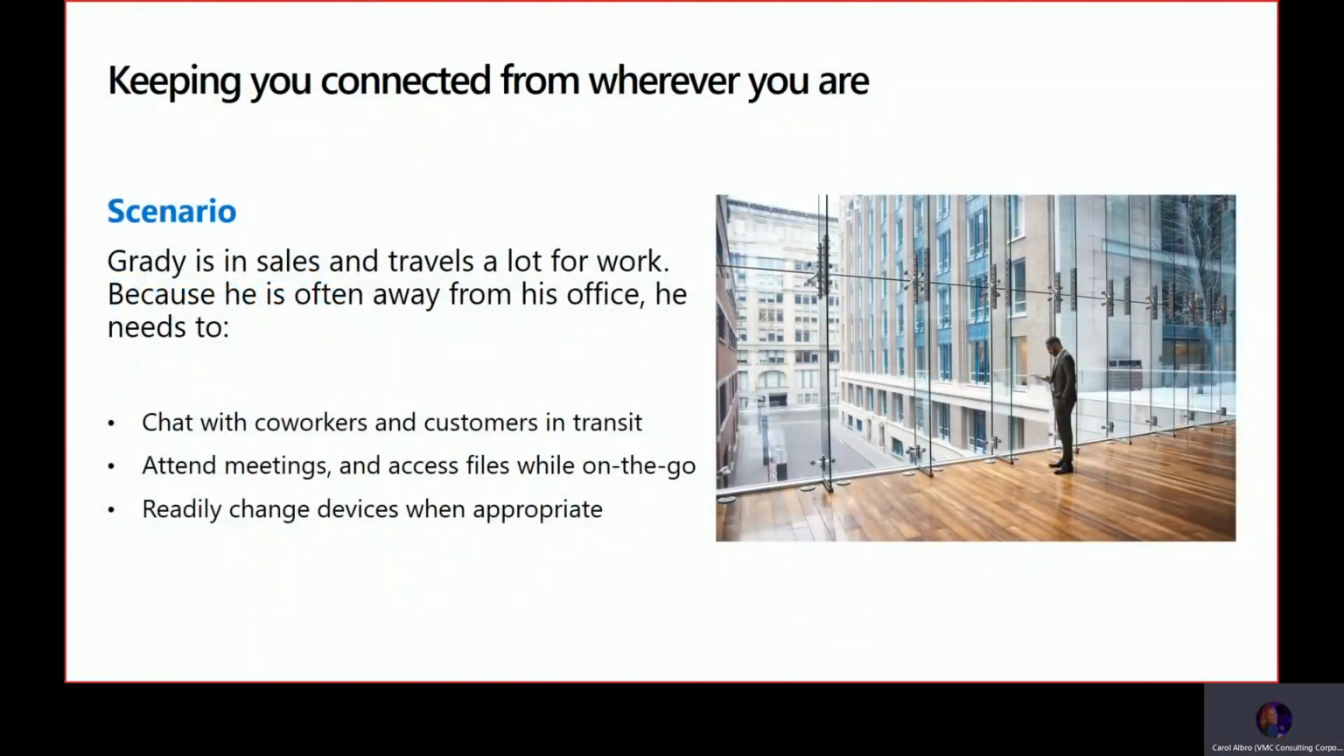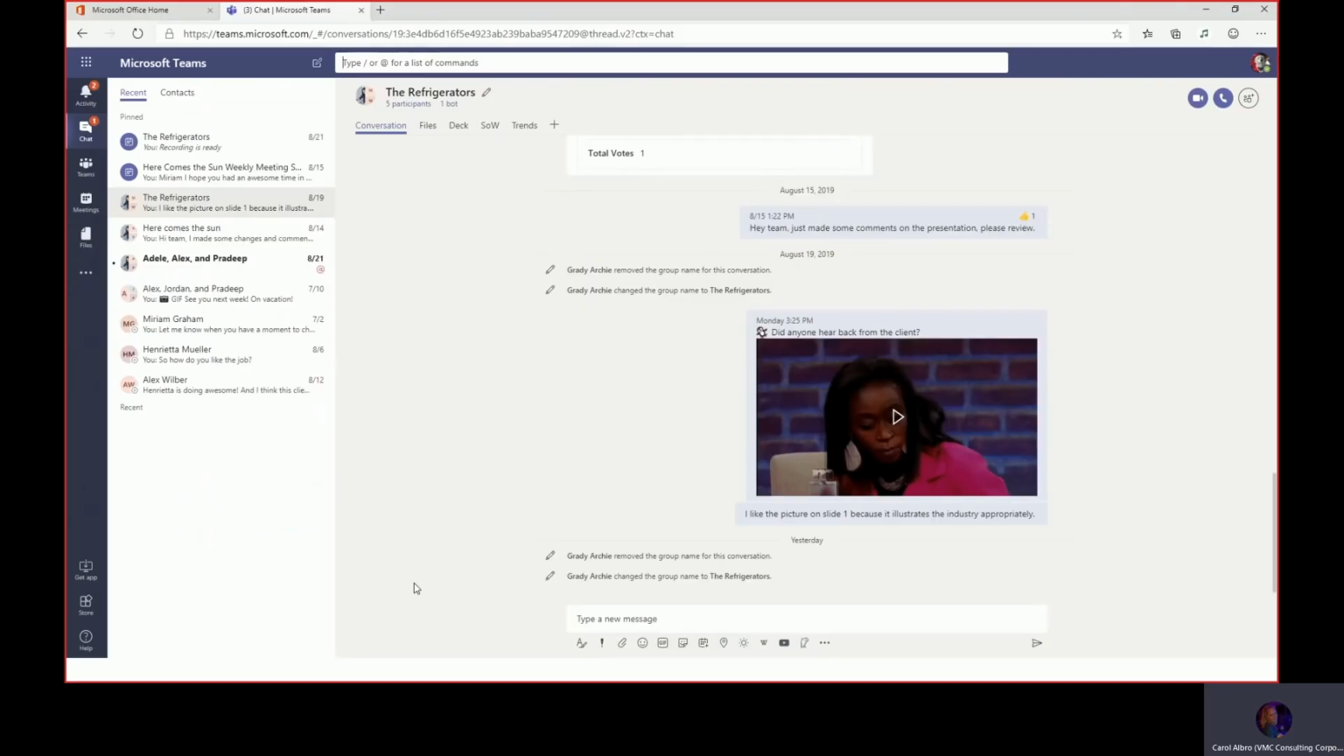So, in this scenario, Grady's in sales. He travels extensively. So, whether he's running through an airport or sitting in the back of an Uber or waiting to meet with his client, he still needs to be able to do his job. He'll need to chat with his coworkers, attend meetings, access files, make changes and comments on those files, and he'll need to be able to do all of that on the go. Let's see how Grady can do this in Teams.